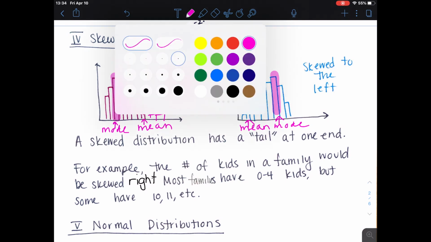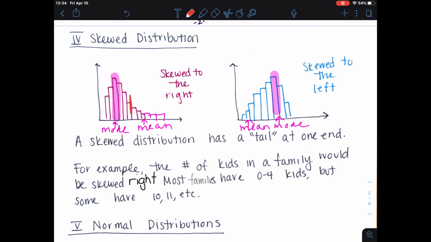Most of the time, the median is going to occur between these, so it follows a particular order: mode, median, mean. And then in the skewed to the left, it would be mean, median, mode. But that's not always the case. There are certain circumstances where that median might flip, but the mode and mean will stay consistent.